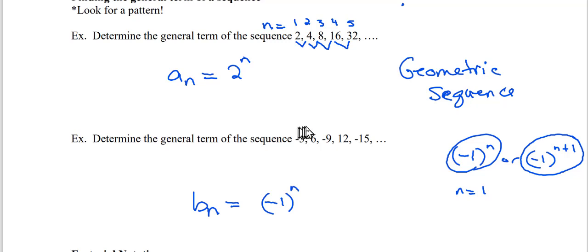So this takes care of the alternating part. Now we need to deal with the 3, 6, 9, 12, and so on. So we're talking about n equals 1, 2, 3, 4, 5. What's the relationship between 1 and 3, 2 and 6, 3 and 9, 4 and 12, 5 and 15? To me, that seems like 3n. Right? When n is 1, 3 times 1, 3 times 2, 3 times 3, 3 times 4, 3 times 5.